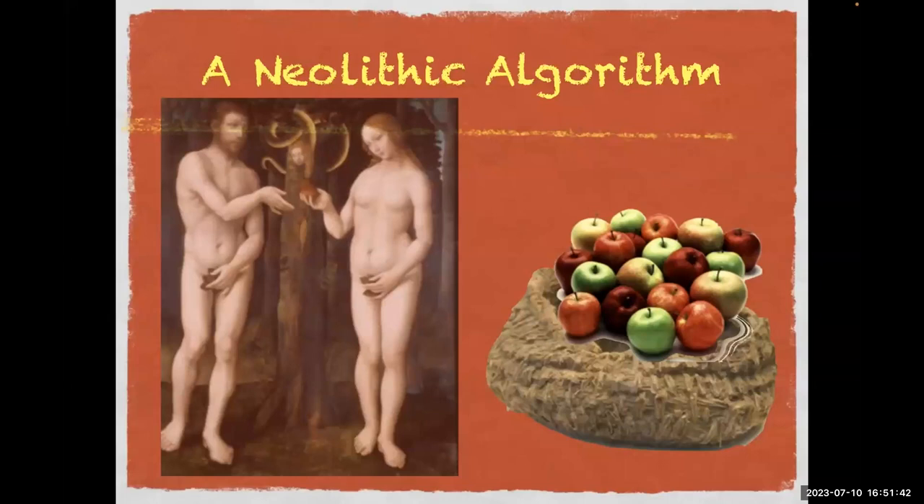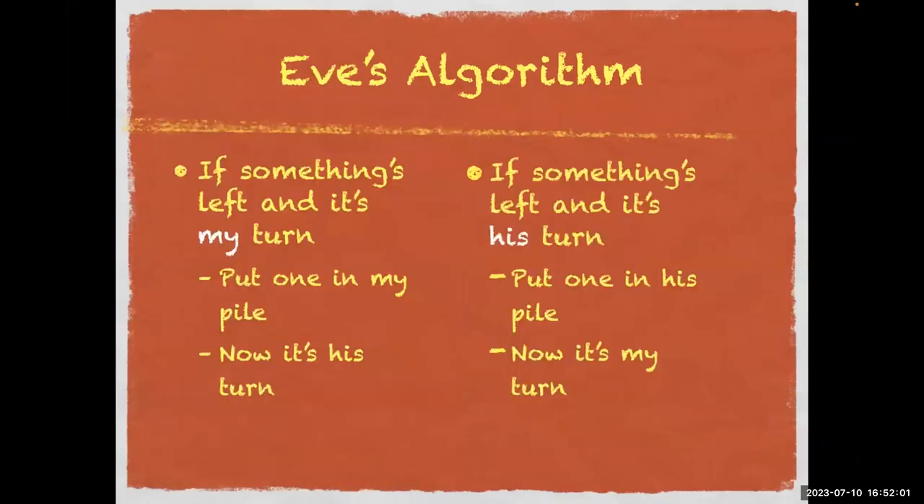So the calculators is more like, I think, a counter machine. And what I think might have been the first non-trivial algorithm ever was the one that Eve used when she came back with a basket full of apples. This was an algorithm to share equitably our pickings of the day with her spouse.